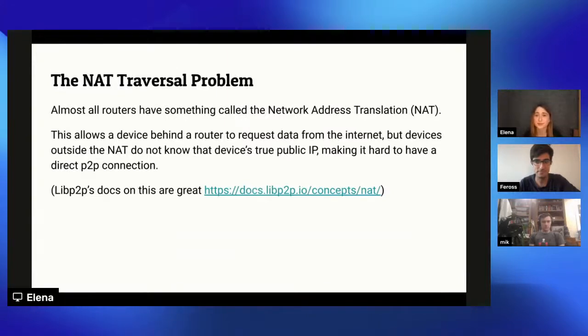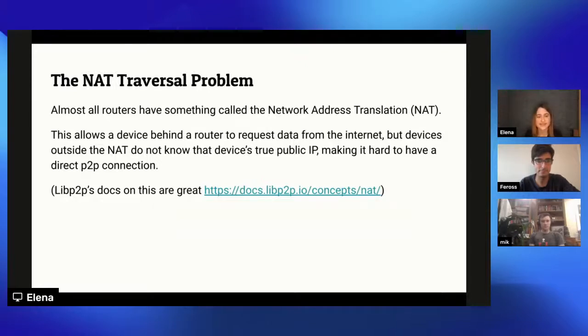And for those people who don't know what that is, the concept is pretty simple. You're probably on a laptop right now, and you probably have a router. Your computer can request data. So if you go to facebook.com, for instance, it goes to your router, and the router makes the request. But because of that router, it's actually very difficult for a device outside of the NAT to communicate directly with the device behind the NAT, because that public IP actually isn't revealed.